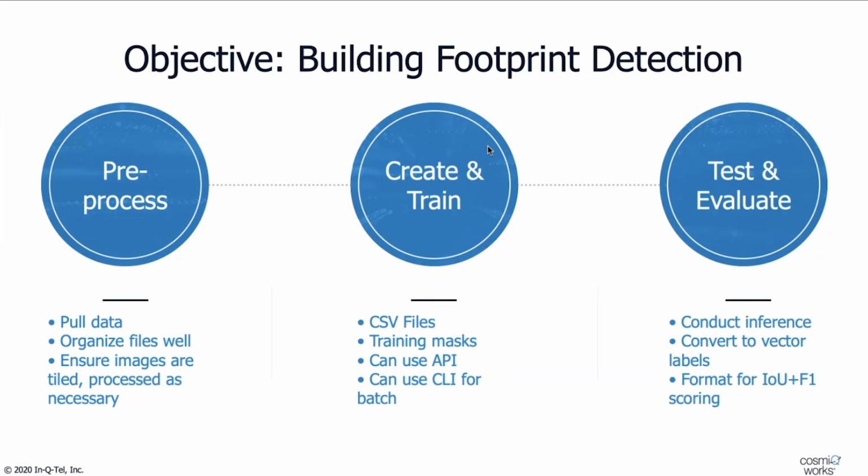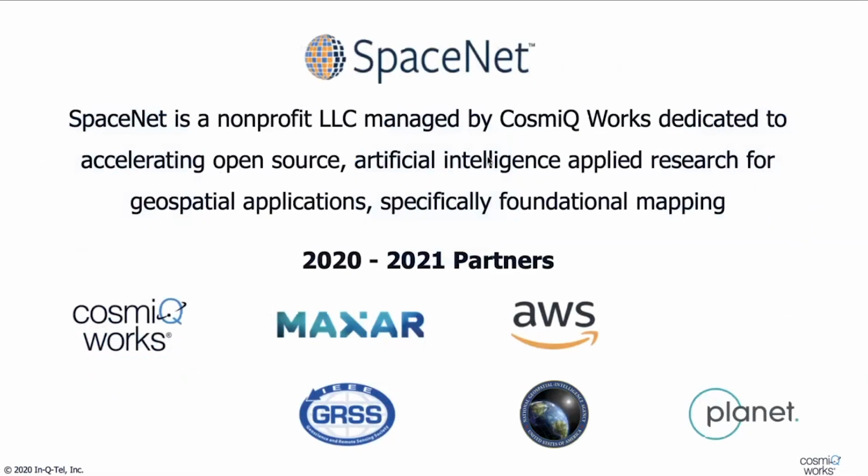And the third pillar is testing and evaluating, also known as T&E. In this stage, we'll be conducting inference, which is actually seeing what outputs our model can produce, and converting to vector labels, which is just a human readable format for the images or outputs that we've produced. And at this stage, we'll also end up formatting our outputs for scoring, which we'll also get into later.